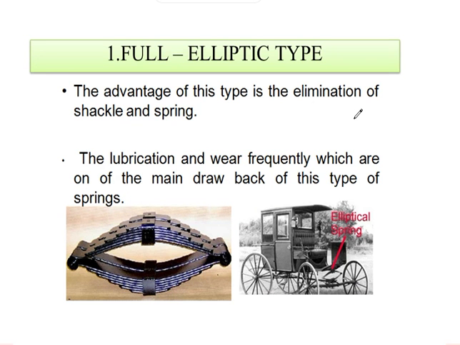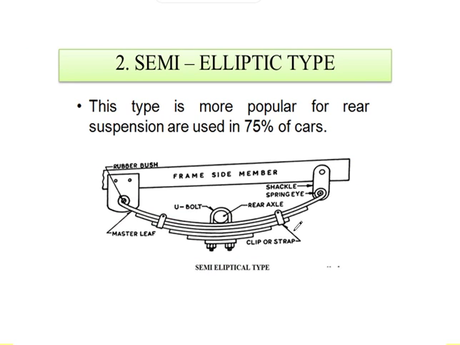Full elliptic type. The advantage of this type is the elimination of shackle and spring. The lubrication and wear frequently, which are one of the main drawbacks of this type of spring. These are two schematic diagrams of full elliptic type. Semi-elliptic type. This type is more popular for rear suspension, and is used in 75% of cars.